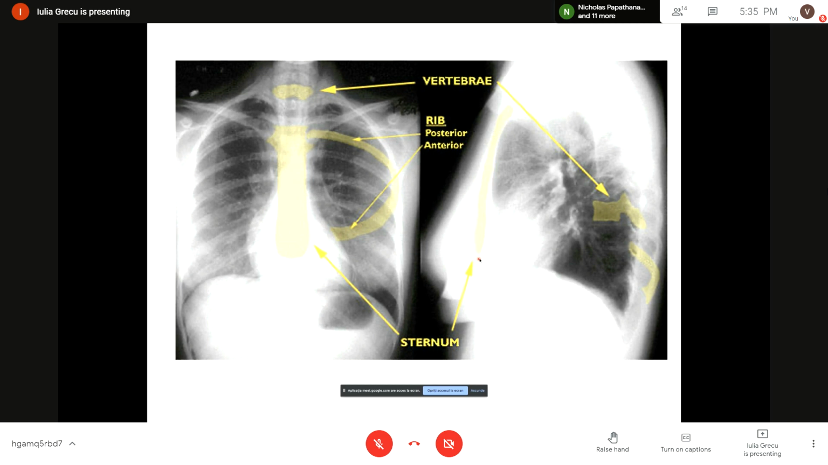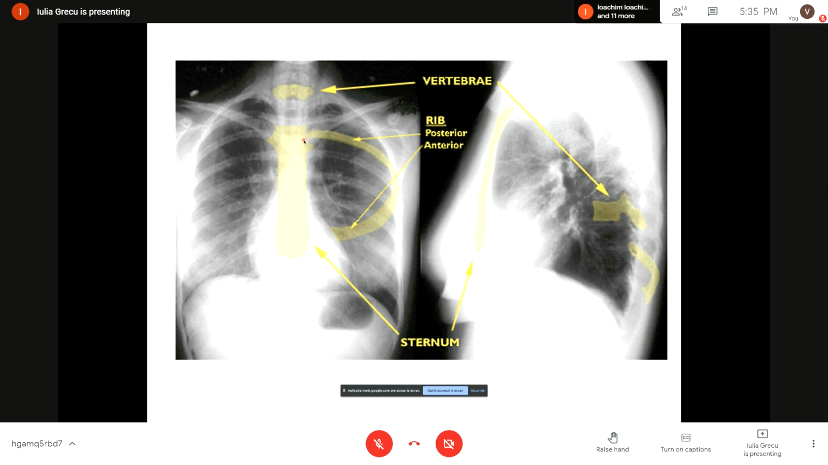In the anterior aspect of the thoracic cage, we find the sternum. On the frontal view, the sternum is mainly included in the global silhouette of the mediastinum, so we cannot say many things here in projection, but we can very well study it on the lateral view, because we can see it very clearly in the anterior aspect of the thoracic cavity.